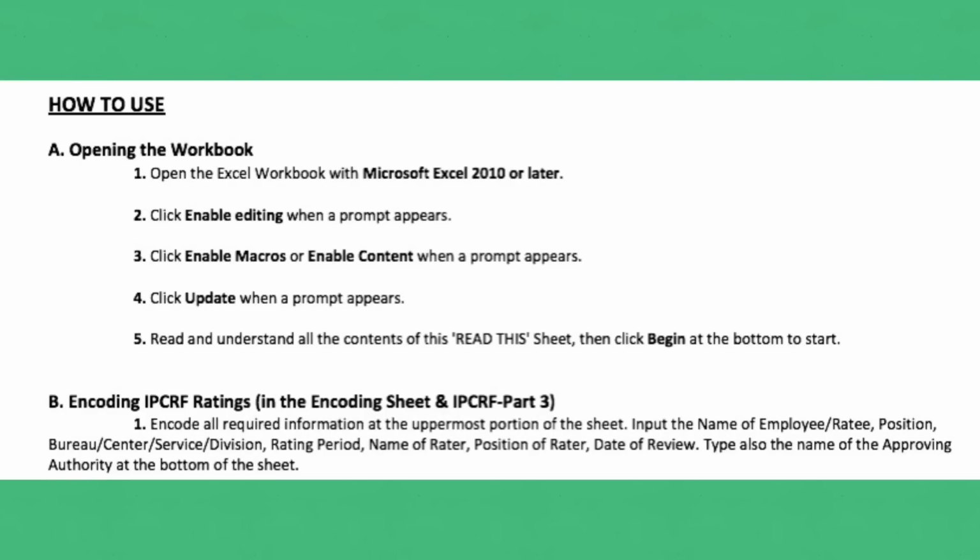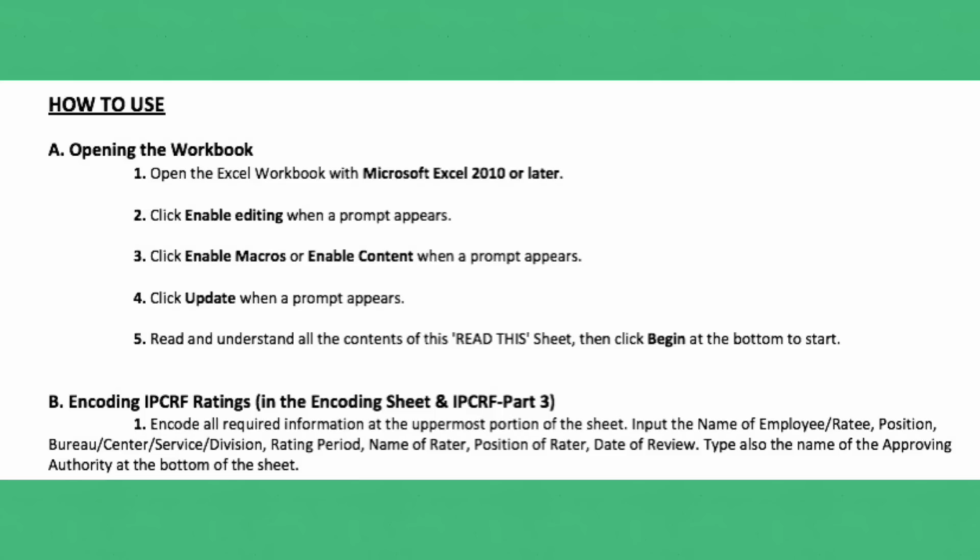You need to open the workbook, the Excel, that is Microsoft Excel 2010 or later. Click Enable Editing when a prompt appears. Click Enable Macros or Enable Content when a prompt appears. Click Update when a prompt appears. Then read and understand all the content of this Read This sheet. Then click Begin at the bottom to start.